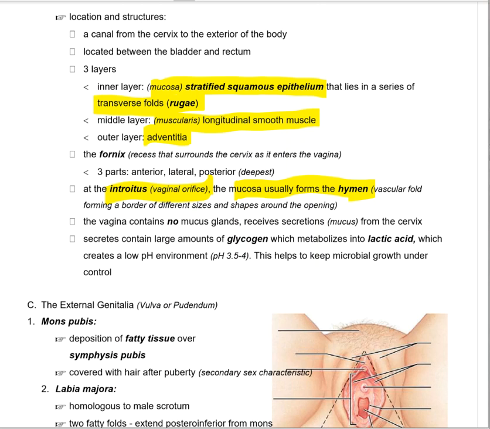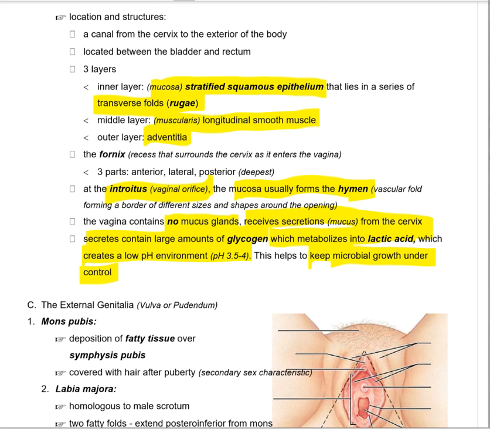The vagina does not contain any mucus glands on its own. It receives secretions from the cervix. So the cervical opening will release secretions, and one thing that it gets is a large amount of glycogen, which is metabolized into lactic acid. That creates a low pH environment, around 3 to 4, and this helps keep microbial growth under control.